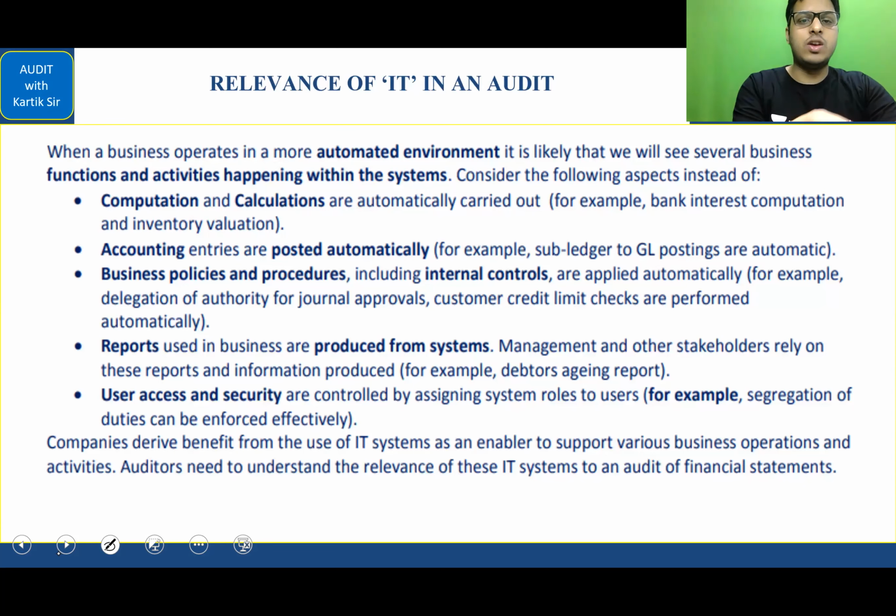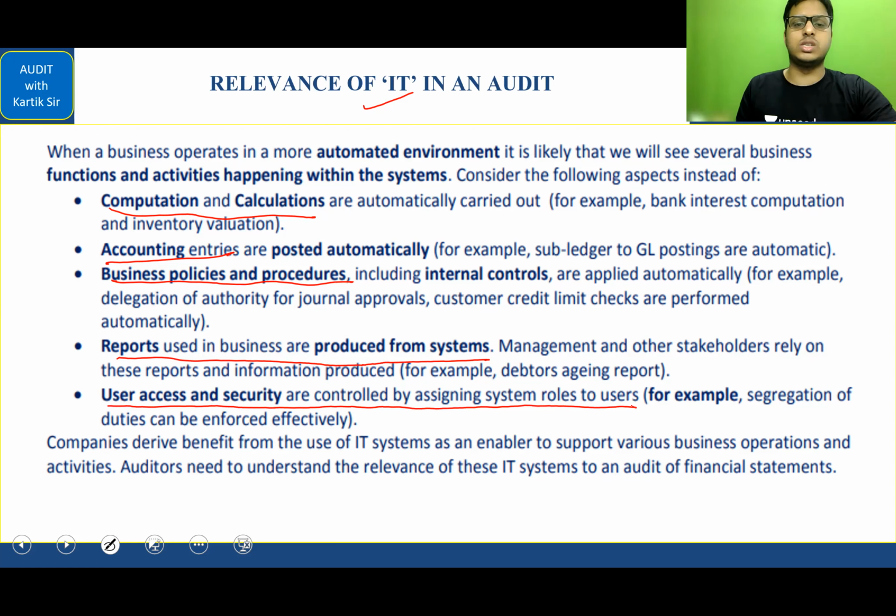Then you have the relevance of IT in an audit. What is the relevance of IT? Very simple. Computation and calculation, accounting entries, business policies and procedures. Again, we have done this in a flow. Reports used in business are produced by systems, and user access and security are controlled by assigning roles to users, different roles to different users. So this is what we had done in terms of a flow in the class. There was a points flow which we had done in the class.